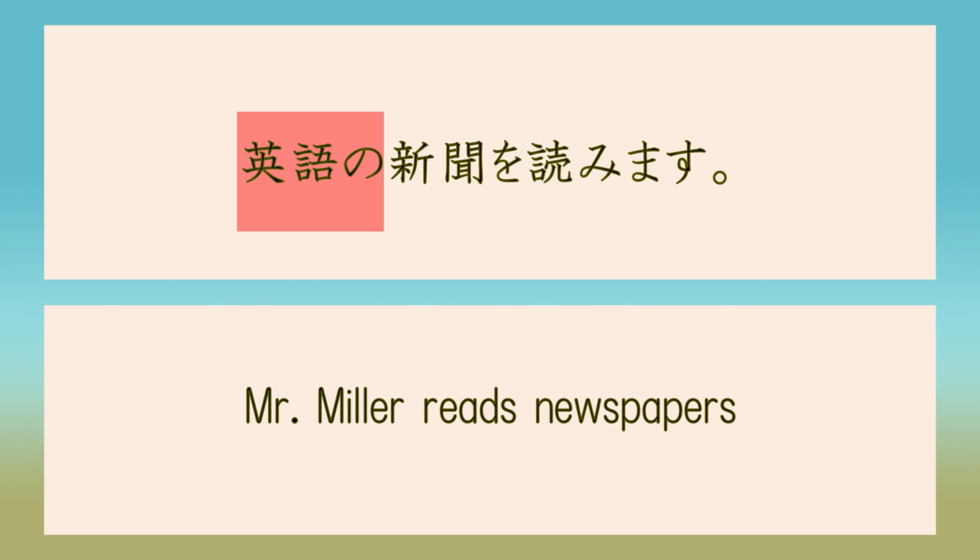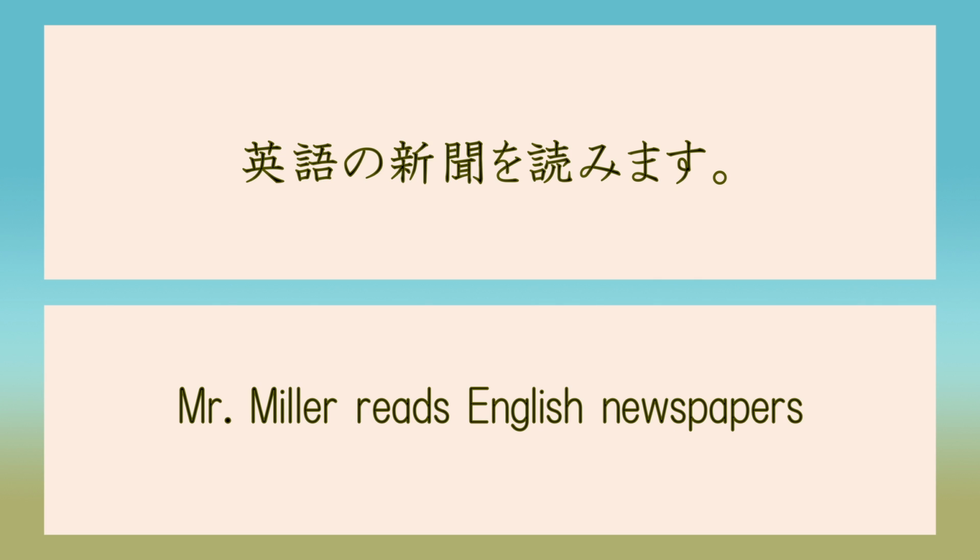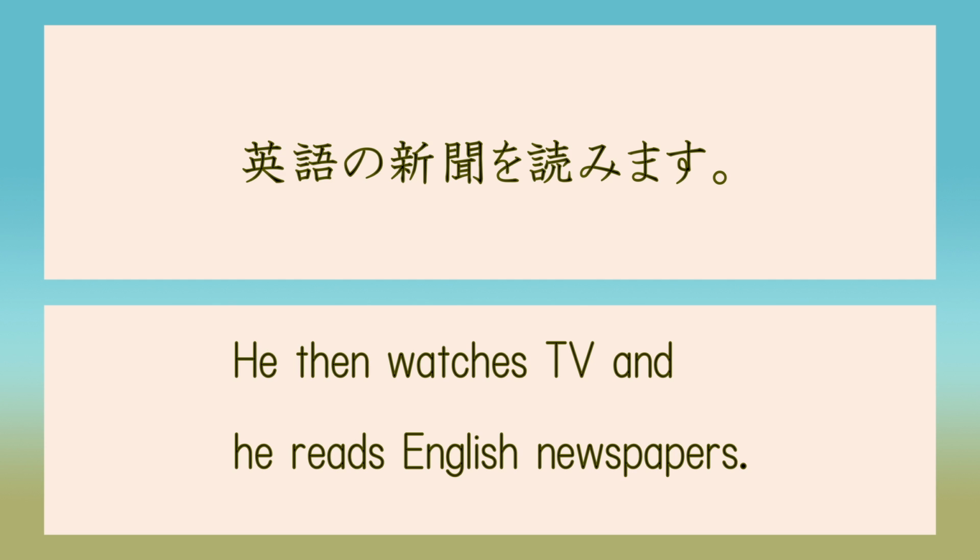So 英語の, we have the no marker, which is a linker between two nouns. 英語の has the function to modify 新聞. What kind of newspaper? Well, an English newspaper, written in English. So he reads an English newspaper. And again, when we apply rule number 4, we can link with the previous sentence to make it sound more natural and say, he then watches TV and he reads English newspapers.